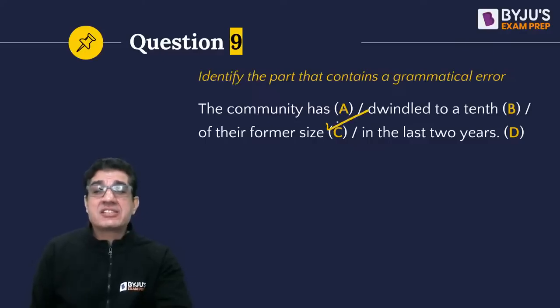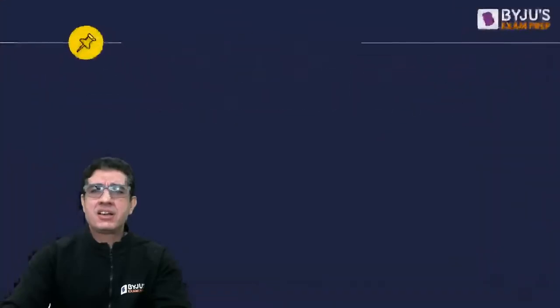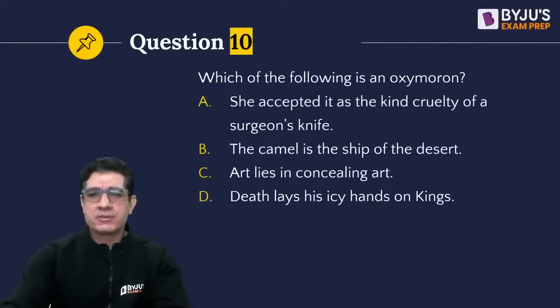Okay, so C, this is a pronoun antecedent agreement issue. Instead of there, it should be it's, because the noun that it refers to is community and community is singular. So, yes, that's fine. D is absolutely okay. Here is the 10th question.